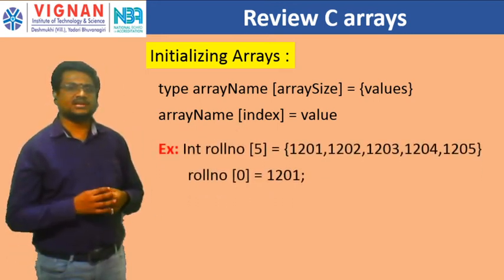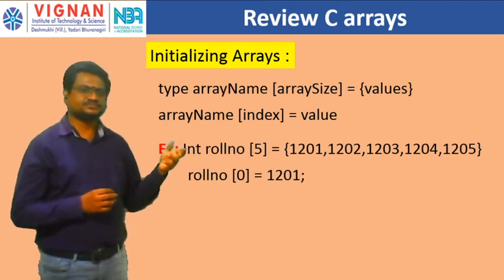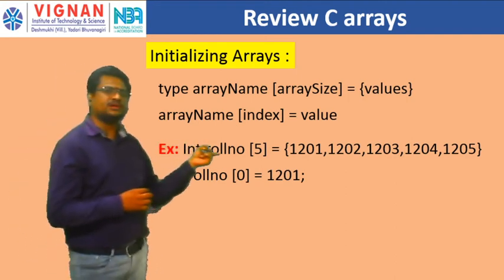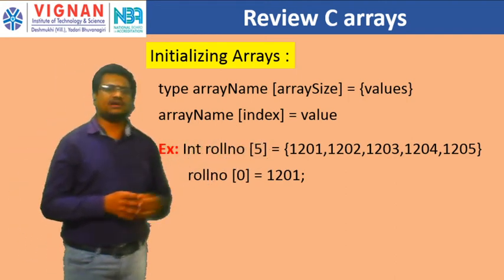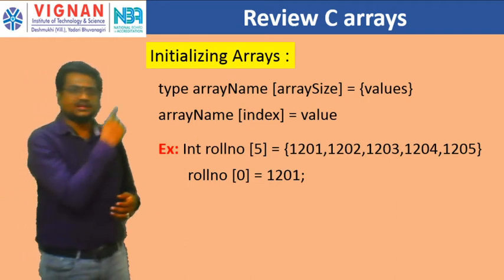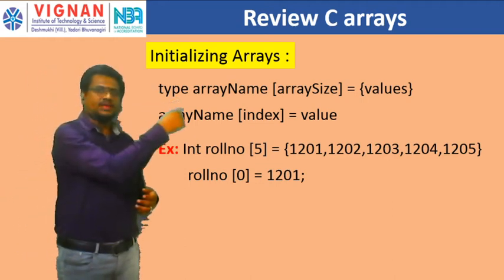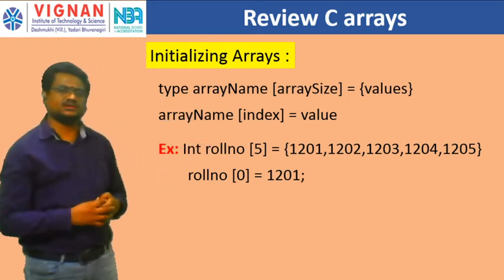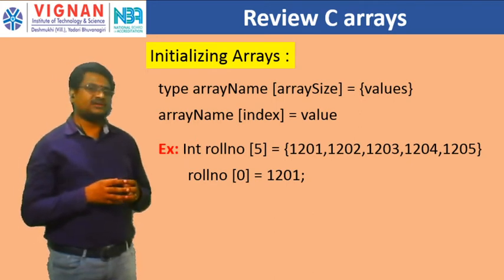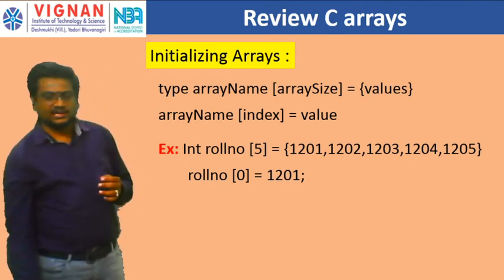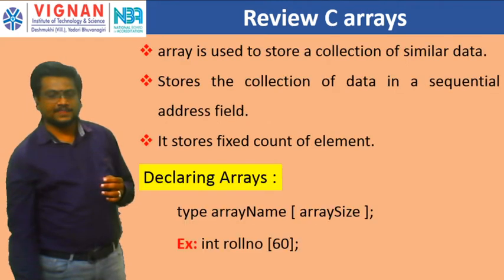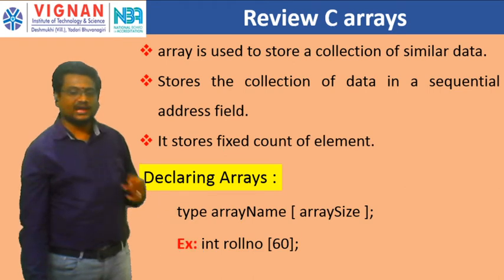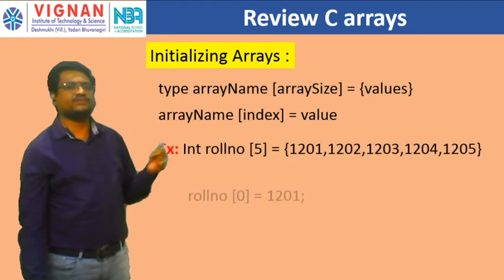If I want to create an array of roll numbers with 5 elements, so int rollnumber, the size is 5. Now I write the values. See the first line: type, array name and array size, value. In the flower bracket I gave the values 1201, 1202, 1203. In the previous slide, I first declared an array. If I declare an array like this, then for initialization I follow the second line.